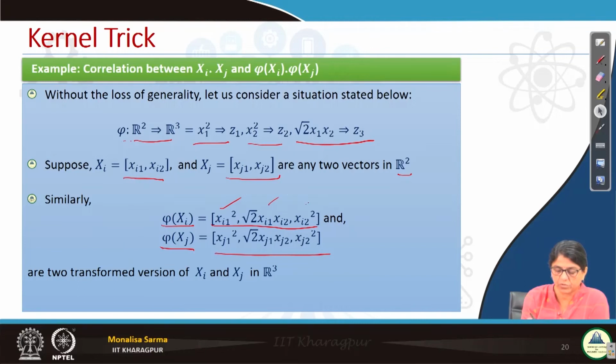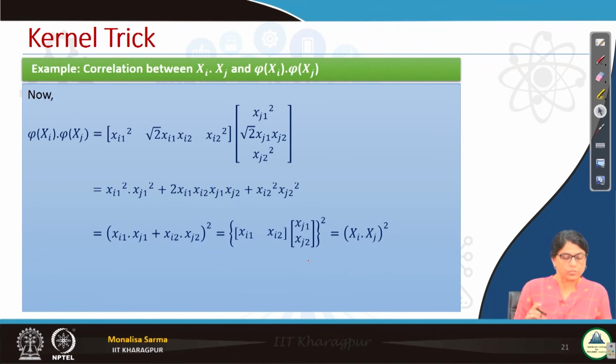Nothing but the attributes. Here I have 3 attributes z1, z2, z3. These are the 3 attributes in my transformed space. So these are the 2 transformed vectors of xi and xj in R3. Now let us try to find out the dot product of phi of xi and phi of xj. This is one vector and this is the other vector. Can't I write it in this way? When I have to find a dot product, I have written it in this way. So this is what I got.